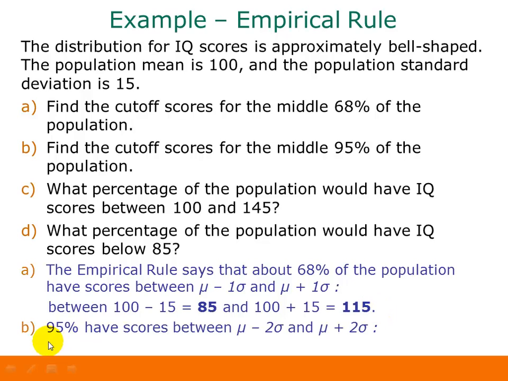For part B, 95% would have scores within two standard deviations of the mean. So now all we have to do is go two standard deviations on either side of our mean. If we go two standard deviations below the mean, that would give us 70. Two standard deviations above the mean would give us 130. So approximately 95% of the population has an IQ score between 70 and 130.